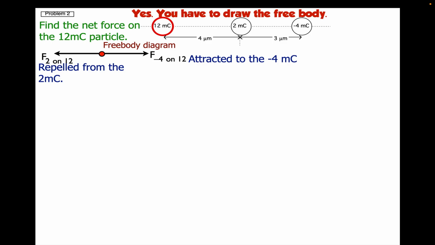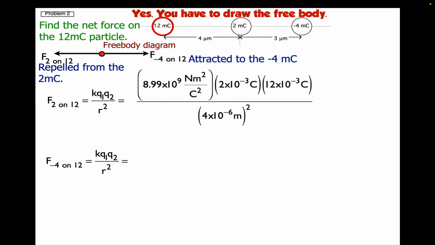Next, I've got to find the magnitude. And to find the magnitude, what I'm going to do is use Coulomb's law, kQ1Q2 over r squared, for each of the pairs of charges. So the 2 and the 12, and the -4 and the 12. I'll put in my values, 8.99 times 10 to the 9 and 2 times 10 to the -3.